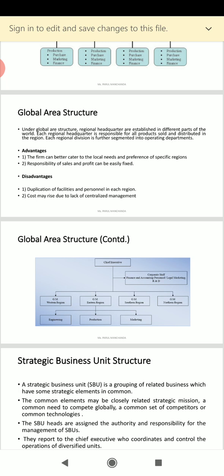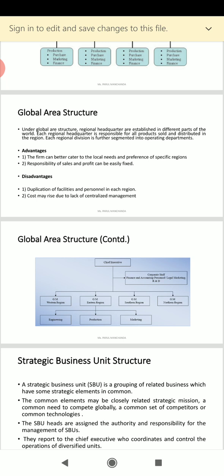Now, when I talk about the suitability of this global area structure, these structures are generally followed by food, beverage, and consumer goods firms. You can talk about Procter and Gamble, Coca-Cola, Pepsi. These companies tend to have it because they have narrower product lines, but they are running their operations across the world. So the product lines are narrow, but the geographical spread is quite huge, right? I hope we are clear about the global area structure as of now, right?